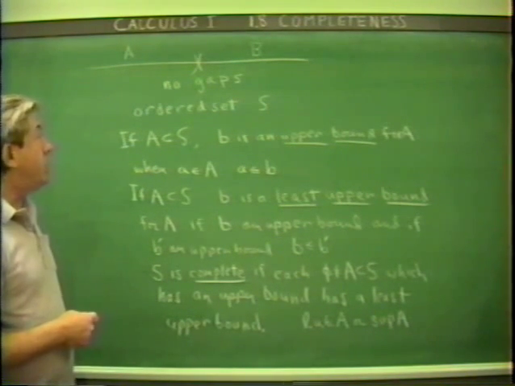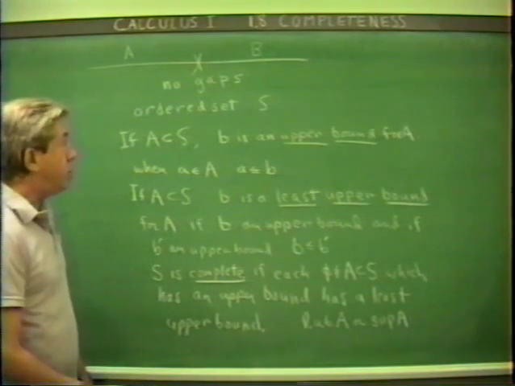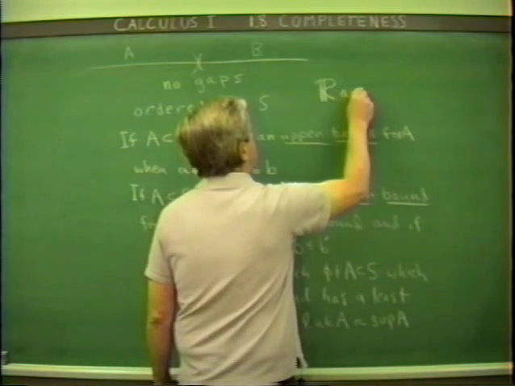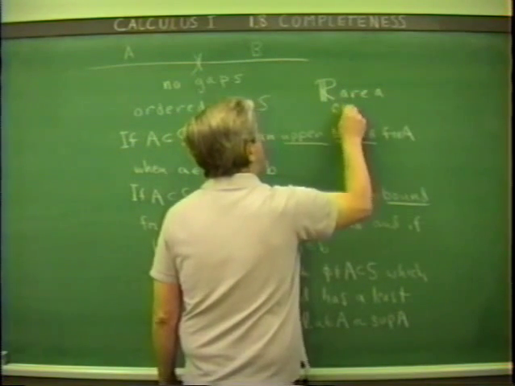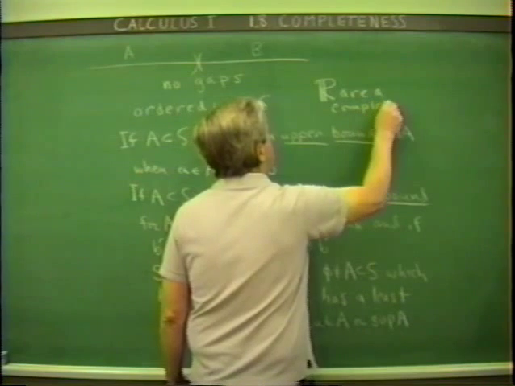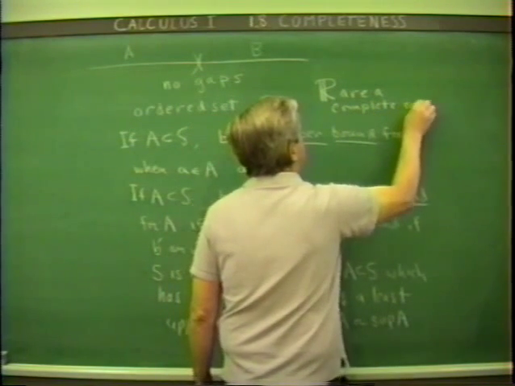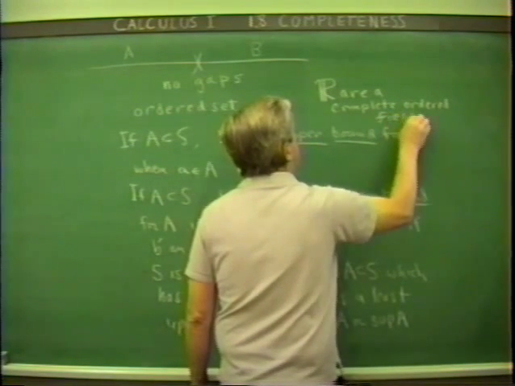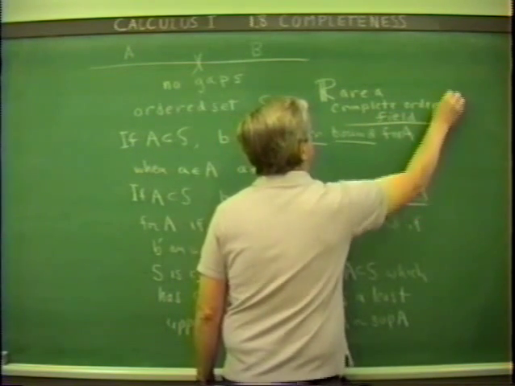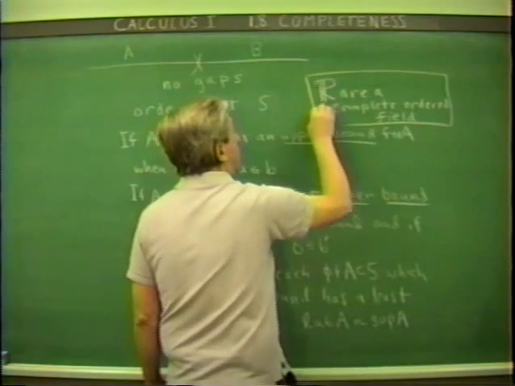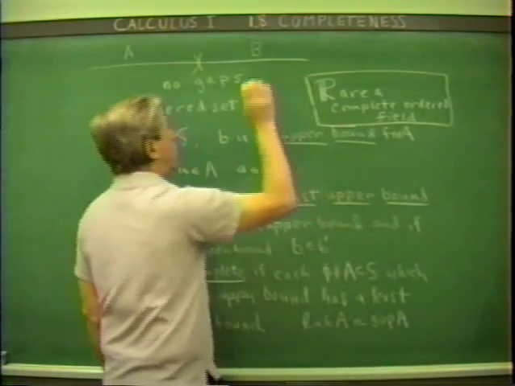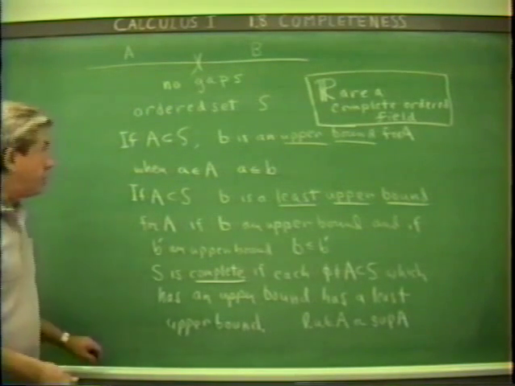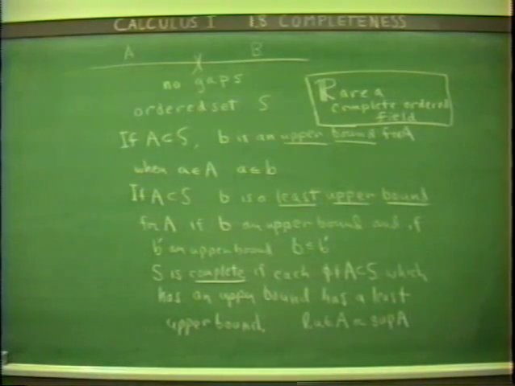So completeness is exactly the thing that you want for an ordered field to make sure that it looks exactly like the real numbers. That is to say, the real numbers are a complete ordered field. And any complete ordered field looks exactly like the real numbers.